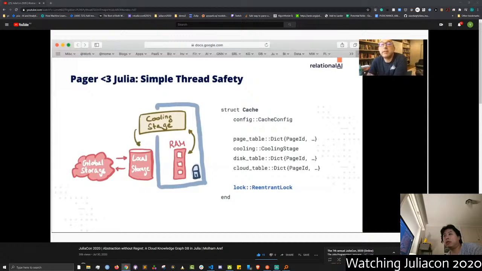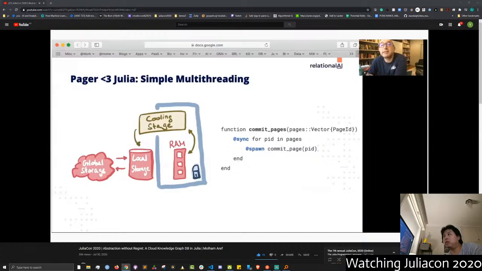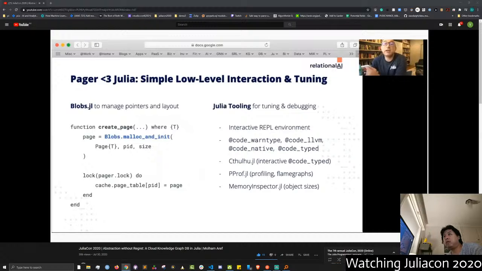Making the pager thread safe is straightforward thanks to the lock defaults provided. By using a single lock, we can guard our in-memory structures and then convert our single-threaded pager to support task parallelism with only two additional words. For example, to commit multiple pages in parallel, we simply had to add the spawn macro. Easy peasy. And dropping down to low-level interaction doesn't mean sacrificing simplicity.